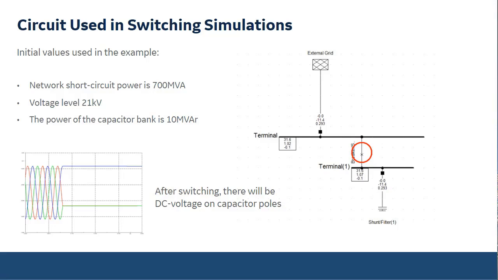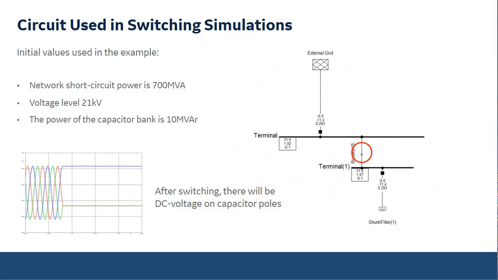Here's the circuit that I have used in this simulation. I made a little simulation here. The network short circuit power is 700 MVA, the voltage is 21 kV, and the capacitor bank power is 10 megawatts.